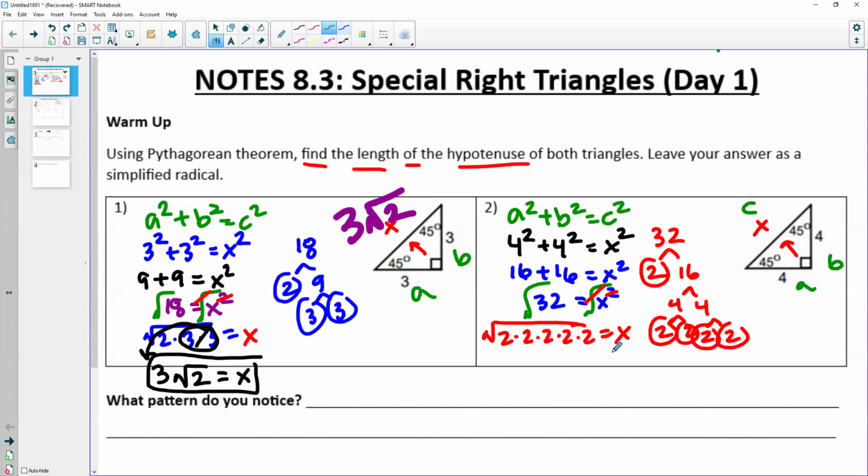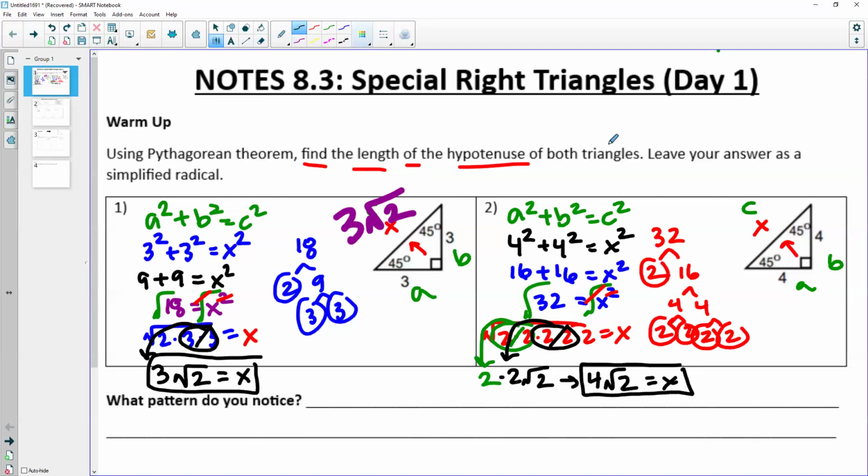What we're looking for now is a pair of the same numbers. We see that we have a pair of 2's. So that means one 2 comes out. We have another pair of 2's. So that means another 2 comes out. We're going to multiply those. And all we have left underneath the square root is just one singular 2. So this ends up becoming 2 times 2, which is 4. So we have 4 square root of 2 is equal to x.